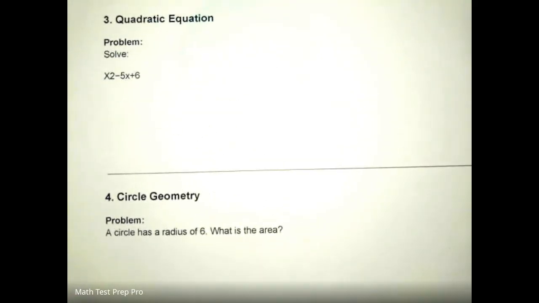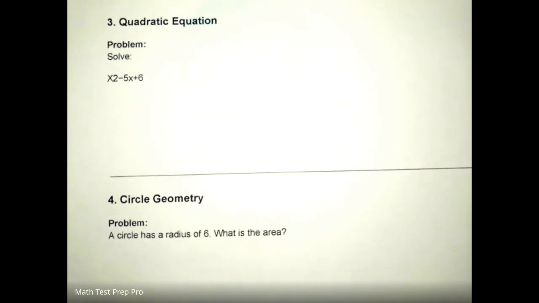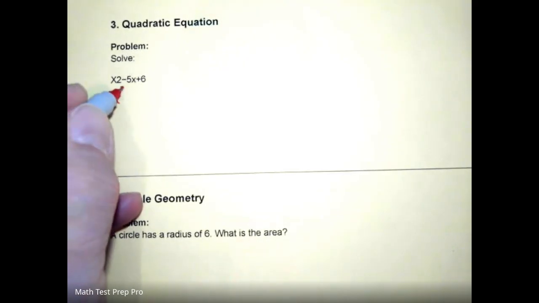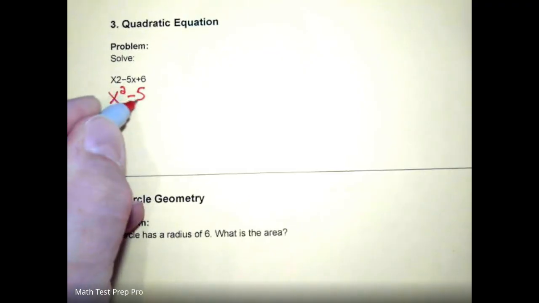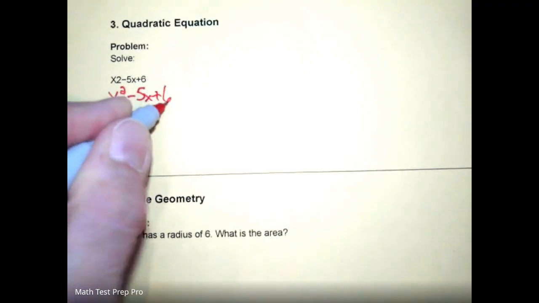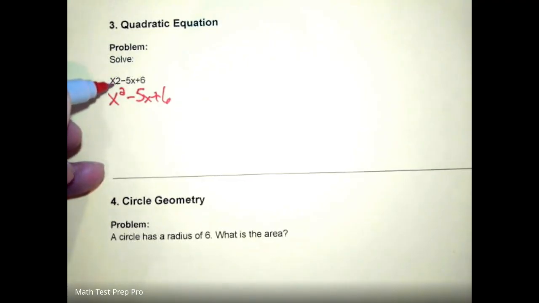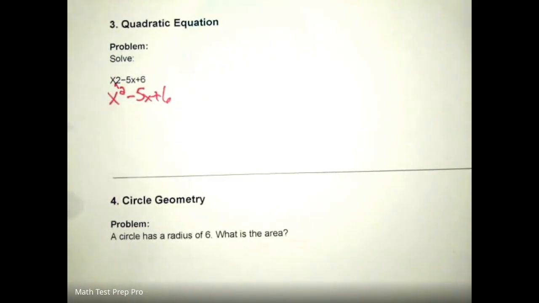All right, now here we have a quadratic equation. Now let me rewrite this because it's supposed to be x squared minus 5x plus 6, right? That's the equation right here. This is actually supposed to be like a caret. 2 is supposed to go there anyways.